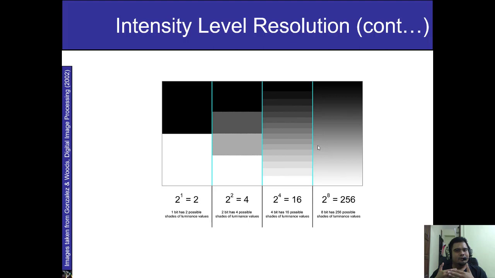So if you increase more and more frames, it's not very good, because the higher the frame rate, the higher the memory capacity that you need to save that video.